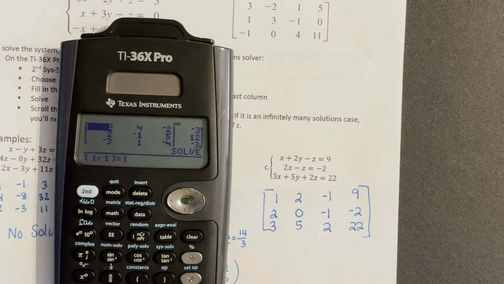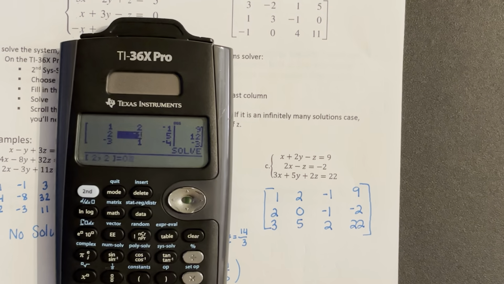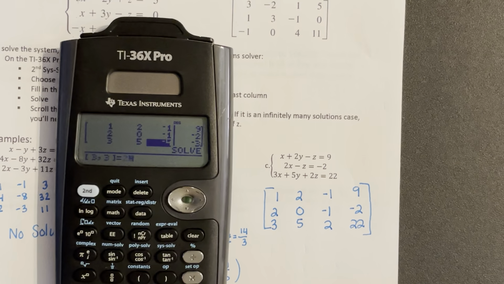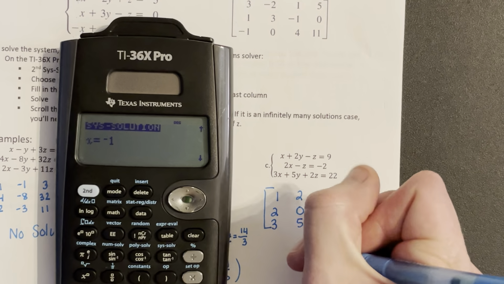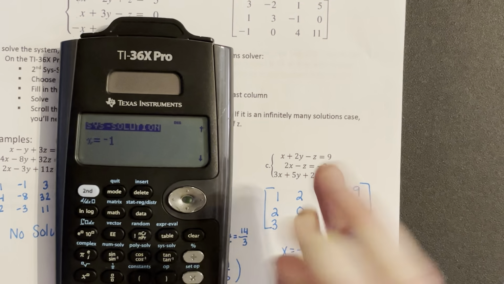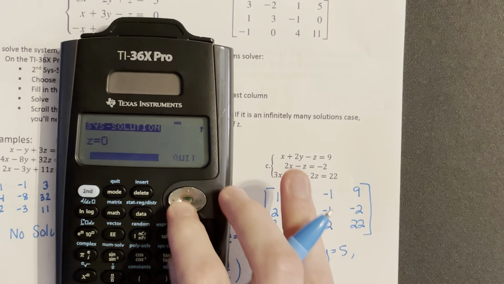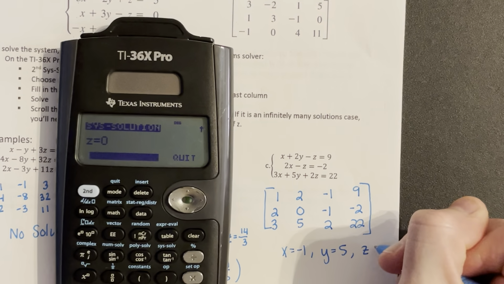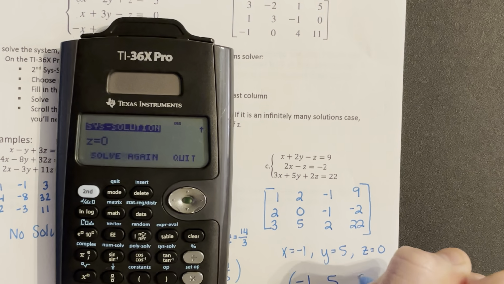Let me plug this one into the calculator again. So let's see, we get 1, 2, -1, 9, 2, 0, -1, -2, 3, 5, 2, 22. Solve it out, and x is -1, y is 5, and z is 0. So -1, 5, 0.